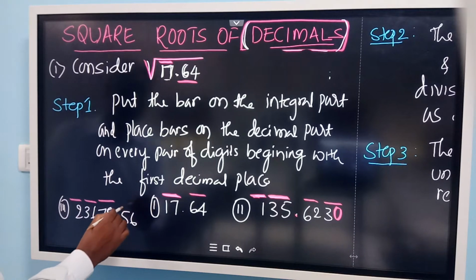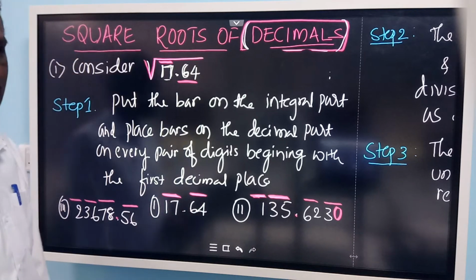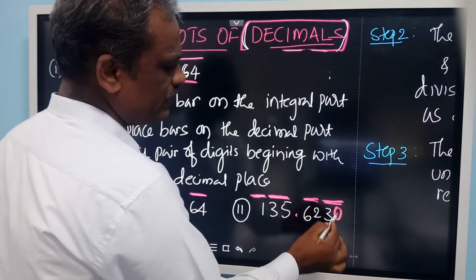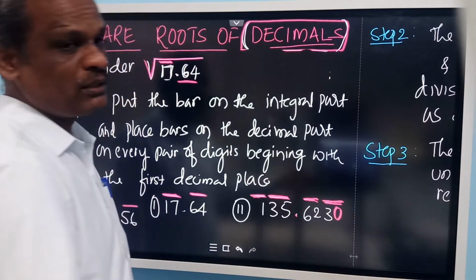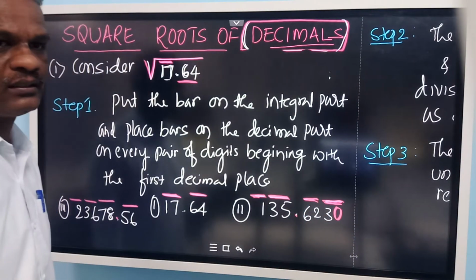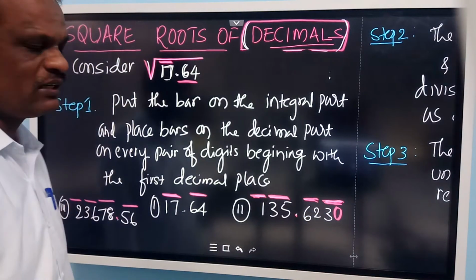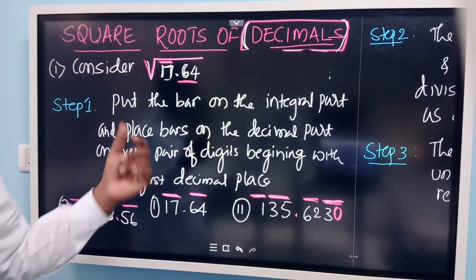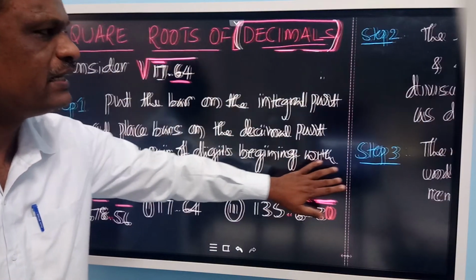After the decimal point, if you have only 2 digits, that is one group. So in 17.64, 64 is 2 digits, one group. Here, 62 is one group. We are left with only 3. Then you can put 0 here; there is no change in the value. After the decimal point, we can write zeros, there is nothing wrong. So 3, 0 can be made as one group. So the first step is grouping. First group the integral part as usual, then go to the decimal part.